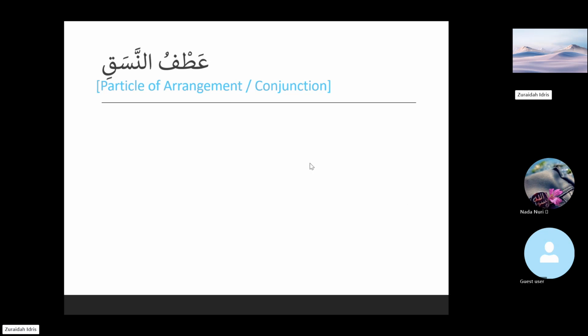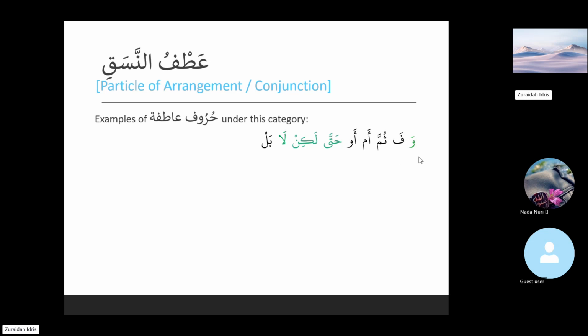Now, particles of arrangement, just to remind you what it's all about. Here we have things like wa, fa, thumma, aw, hatta, lakin, la, bal. La can be used as an atf. We saw this in one of the lessons we did before. You may want to go back to your notes to see.